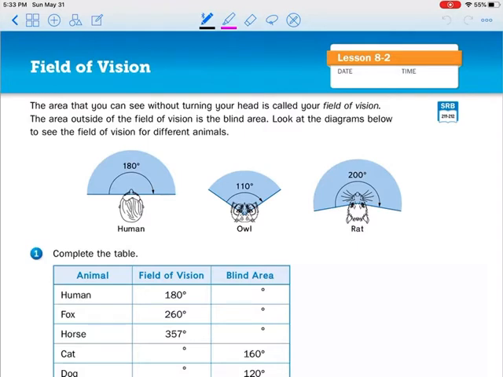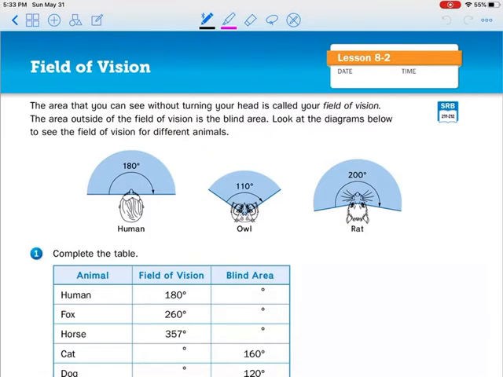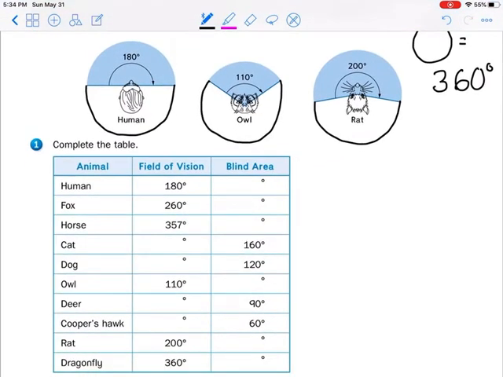So if we were able to rotate our head completely around, it would be 360. We would do a 360 degree turn with our head. So that means for the human, their field of vision is half of that 360 angle. For the owl, it is less than half. And for the rat, it's a little bit more than half. But all of the complete circles equals 360 degrees, a 360 degree turn. So we're going to be using that knowledge to help complete the table.